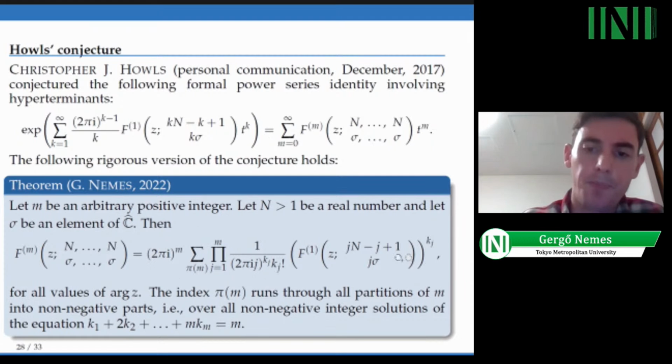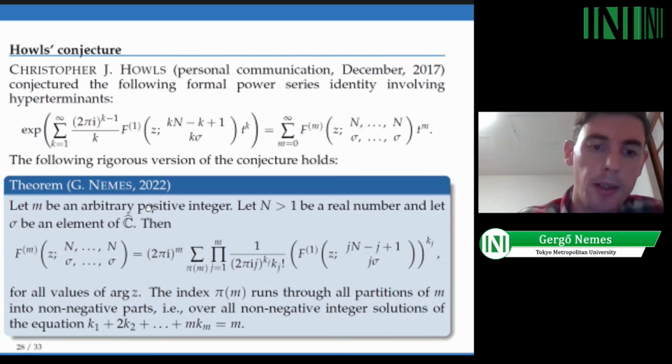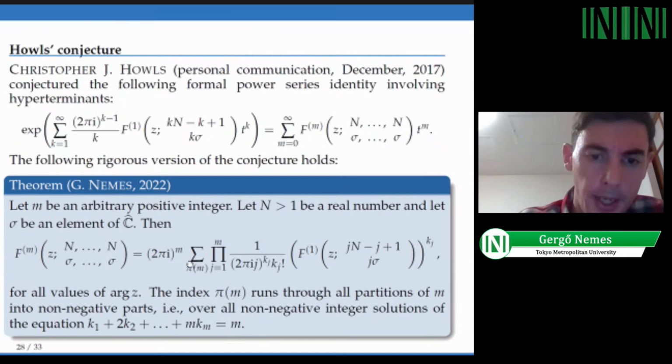And then Chris's claim is that this huge object must be this F_m hyperterminant function. Here, this index runs through all partitions of m into non-negative parts. So over all non-negative integer solutions k1, k2, up to kn of such an equation.